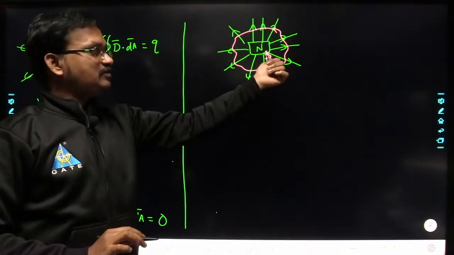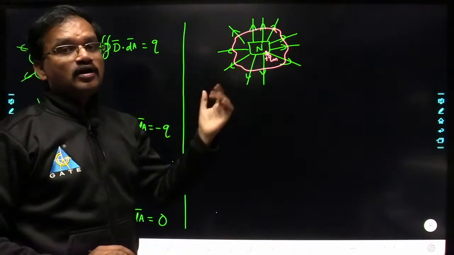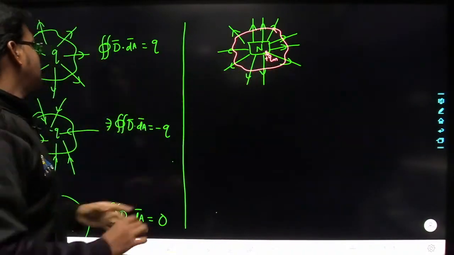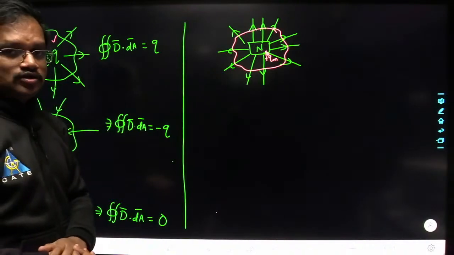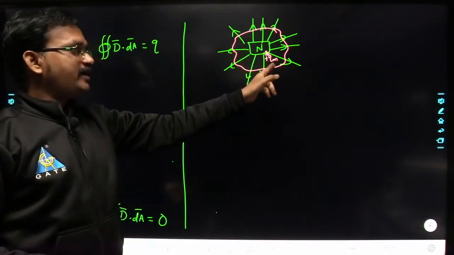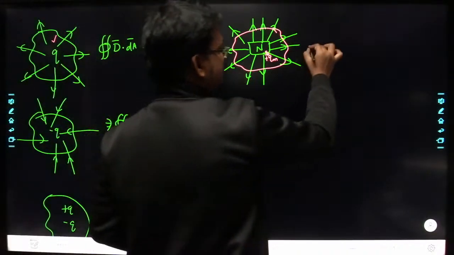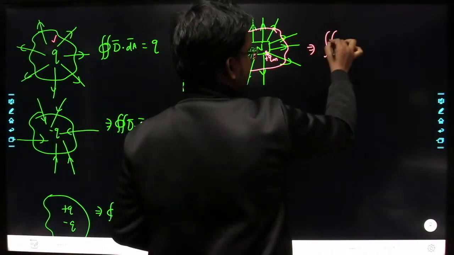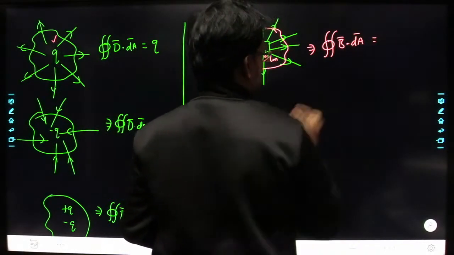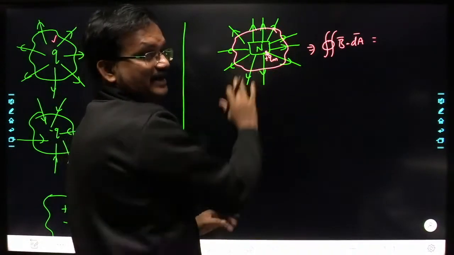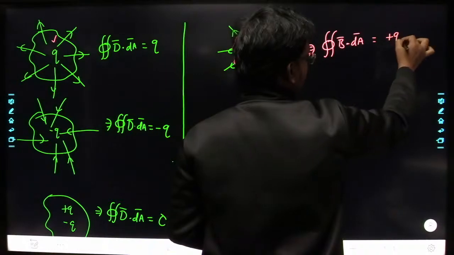Why am I representing it with plus QM here? Because all the field lines are leaving the north pole. It is similar to a positive charge in electrostatics. Understood? So this north pole I am representing as plus QM. In this case the magnetic flux leaving this closed surface is equal to the magnetic charge enclosed by this closed surface. Here the magnetic charge I am representing with plus QM.